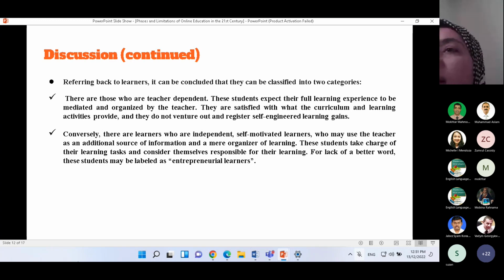So referring back to learners, it can be concluded that we have two types. We have those who are dependent learners who expect their full learning experience to be mediated and organized by the teacher, and they are satisfied with the curriculum and learning activities provided. And we have learners who are independent and who are self-motivated. These students take charge of their learning tasks and consider themselves responsible for their own learning.